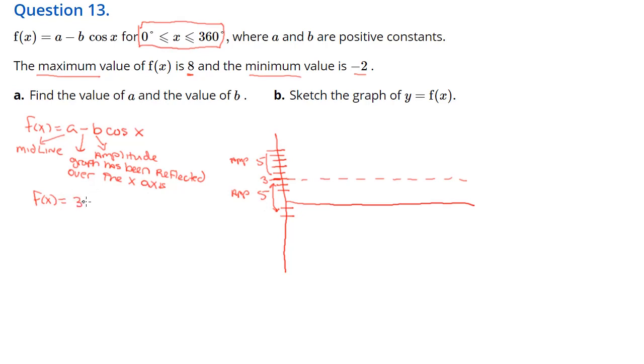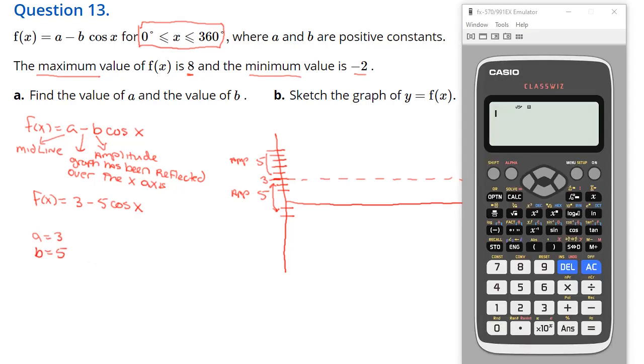I can fill them in. If they want me to write the equation, I can write that in. 3 is the midline, 5 is the amplitude, and that's that. If they want A, well, A is equal to 3 and B is equal to 5.